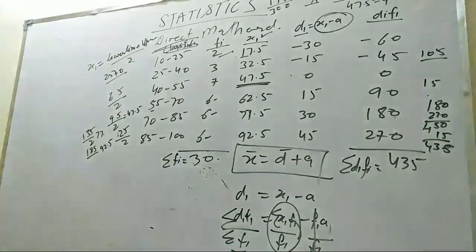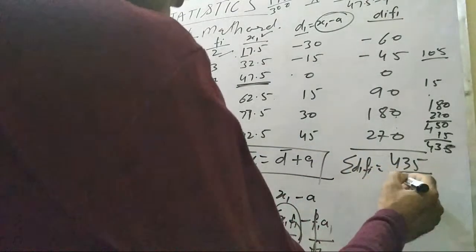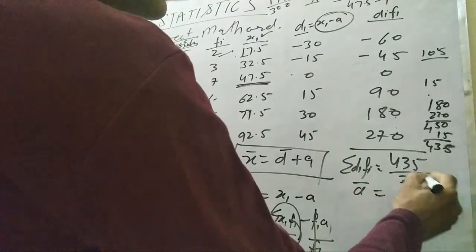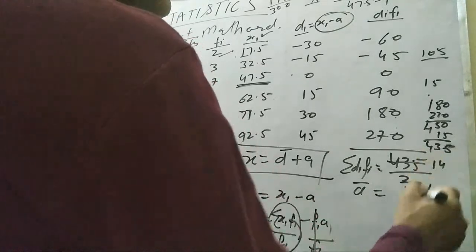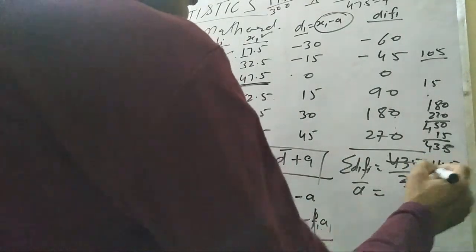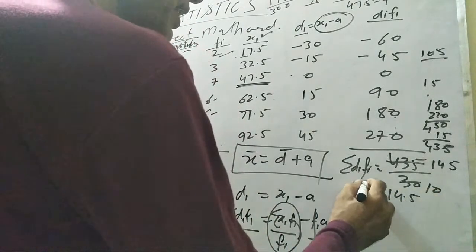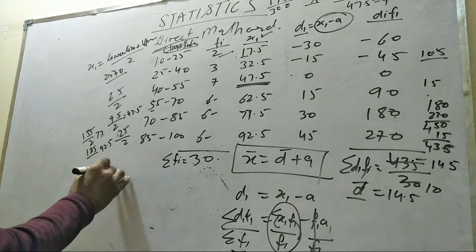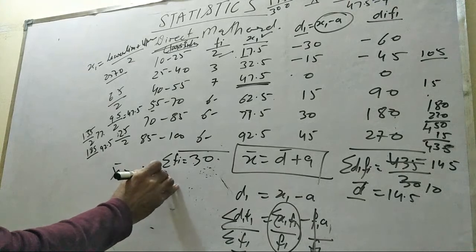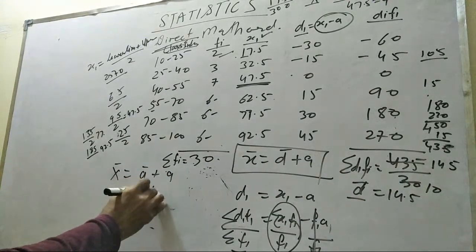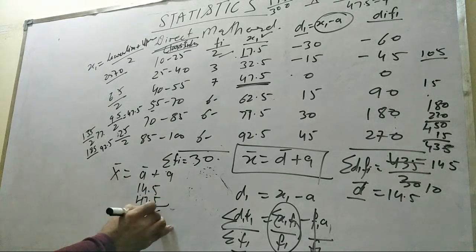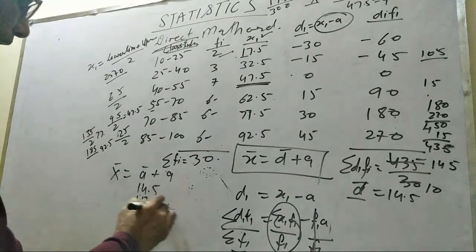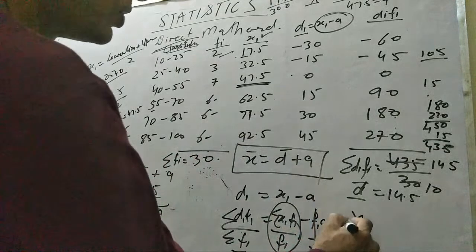दिस इज द सूत्र हमारे पास। फाइंड आउट दिस, 435 ऑब्लिक 30। डी मीन क्या हो जाएगा हमारे पास, 14.5। And we find the a and x mean is equal to d mean plus a, and 14.5 plus 47.5, 62. And x mean is equal to mean of this data is equal to 62.